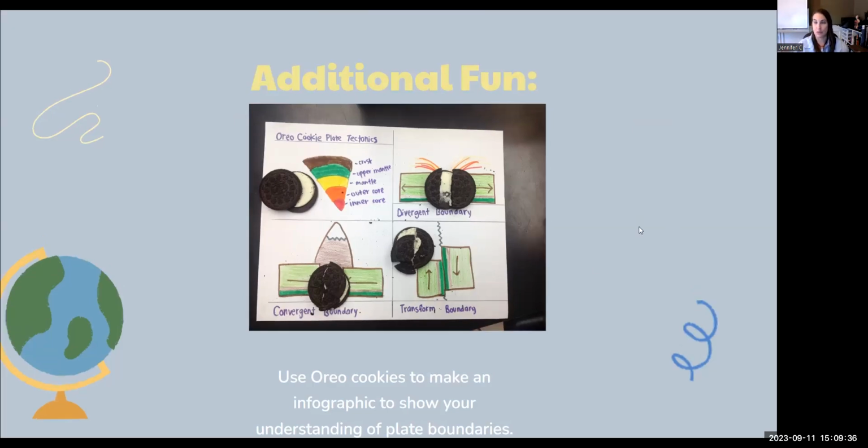All right, if you're looking for additional fun, you could make an infographic. You could use Oreos. You're drawing the crust, the upper mantle, the mantle, the outer core, inner core. You're making an infographic to teach whoever, maybe it's a friend or a family member, about plate tectonics. Then you're going to draw a divergent boundary coming apart using that Oreo to pull it apart and show them. You've got the convergent boundary, you're drawing a mountain that's appearing, and you're going to demonstrate it with the Oreo. And then we got the transform. Oh, look, that Oreo cookie is broken because this is normally when we see earthquakes.